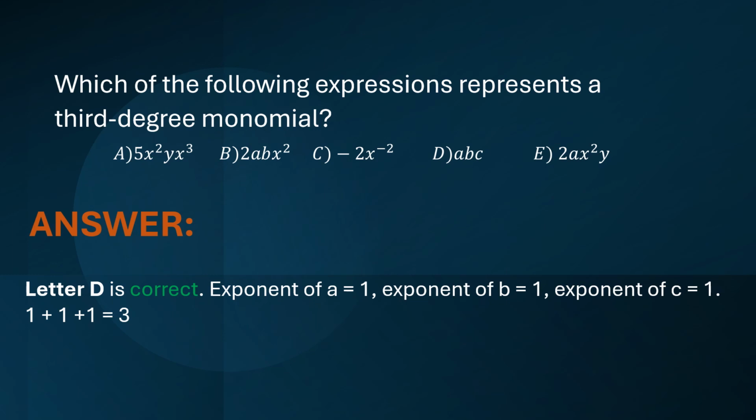Letter E. Here we're going to do 1 plus 2 plus 1, which is also a fourth-degree monomial, which is not correct because we're looking for a third-degree monomial.